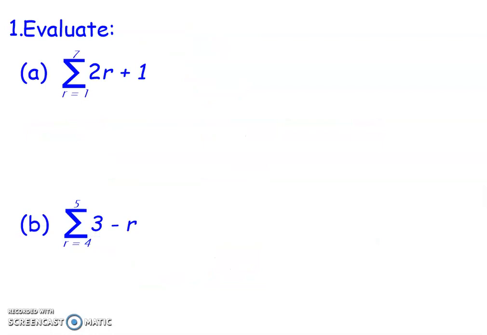So the first one, I want to evaluate, for part A, the sum from r equals 1 to 7 of 2r plus 1. Well, let's use the properties we know to split this up into much easier things to work with. Because what I can do is split that into 2 times the sum from r equals 1 to 7 of r, plus the sum from r equals 1 to 7 of 1. Now, I know that the sum from r equals 1 to n of 1 is just given by n. So in this case, that is going to be given by n, which is the top value, so 7.